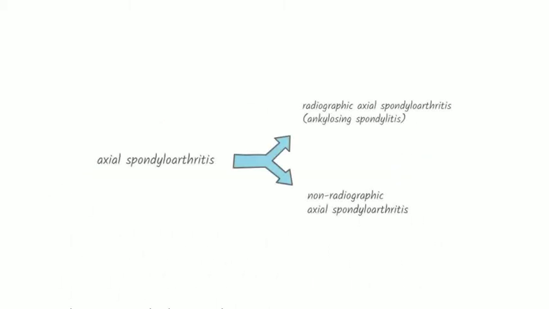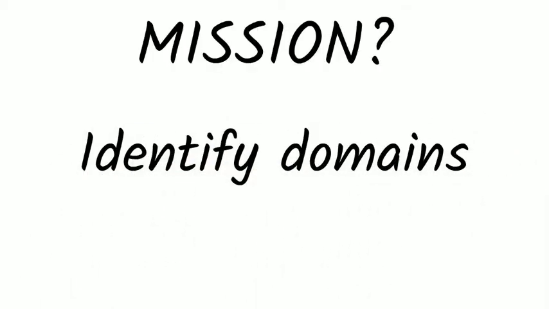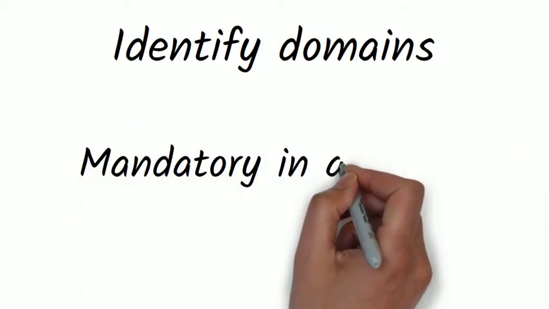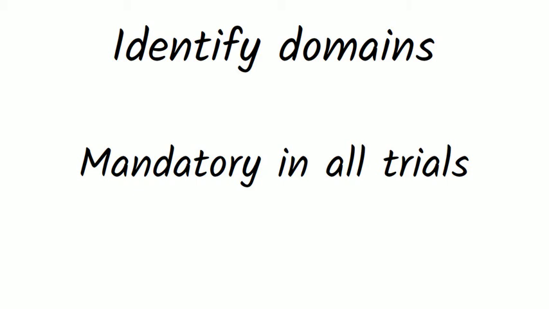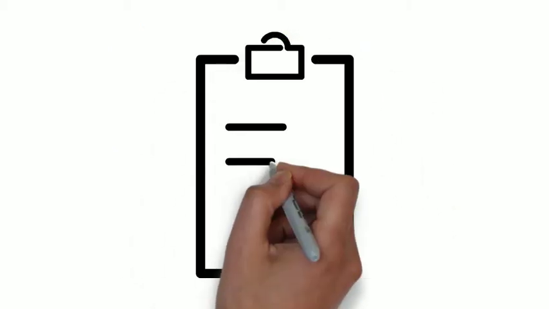The combination of these factors made ASAS decide it was time to update the core set, including both subtypes of axial spondyloarthritis. Our mission is to identify the domains that all stakeholders deem most important and should therefore be measured in all trials investigating interventions in axial spondyloarthritis. We will take you through the steps we have taken to get to the proposed domains.